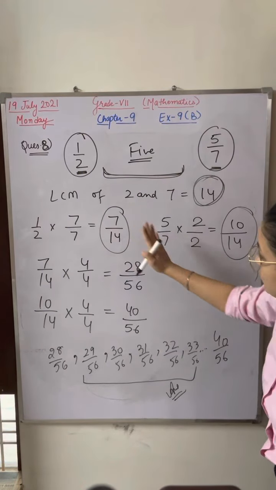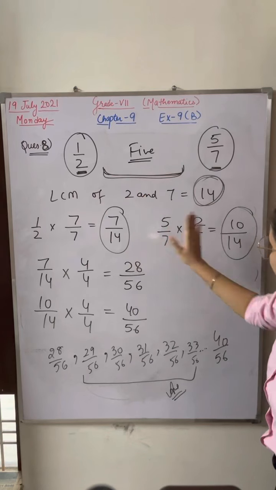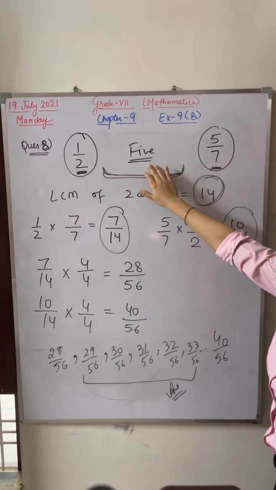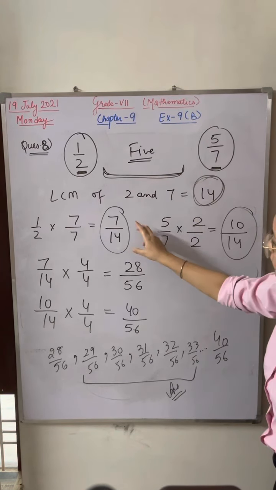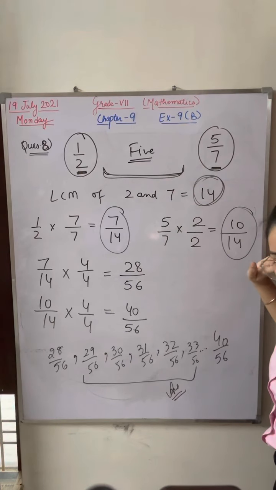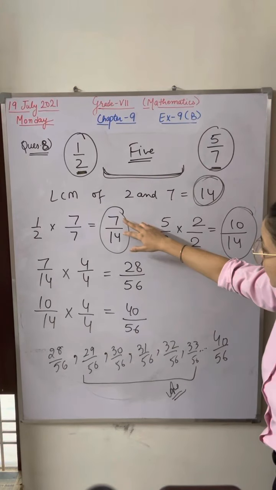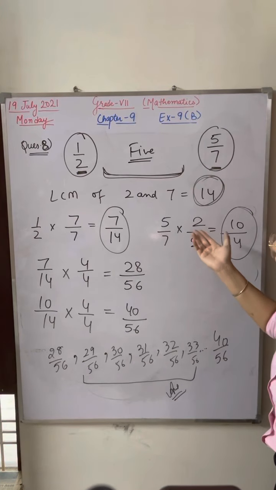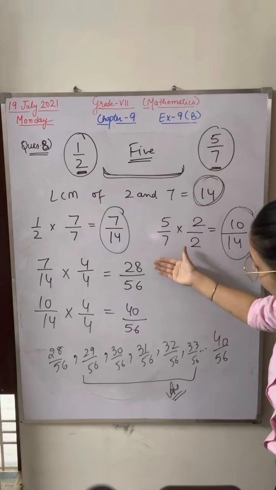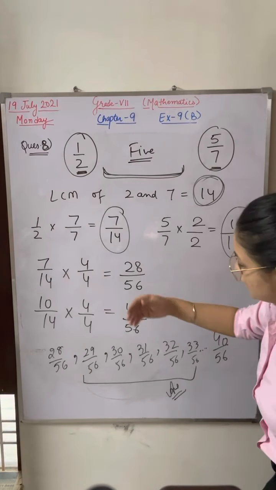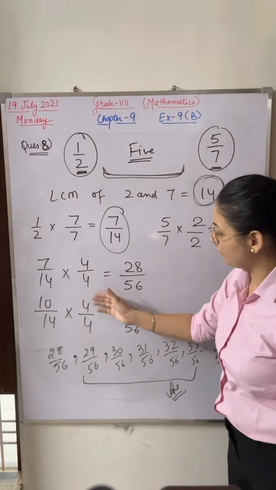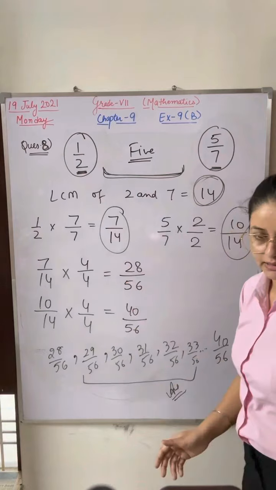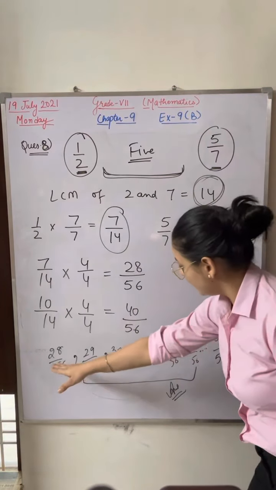Now check it out. After taking the LCM, 5 rational numbers are possible if the question is for 2. If the question asks for 2 rational numbers, then up to here your answer will be possible. In between 7 by 14 and 10 by 14, 2 rational numbers are possible. But the requirement is 5. So you have to multiply furthermore. Check it out by 3 by 3, 4 by 4, 5 by 5, 6 by 6. Okay, and then take out your answers.